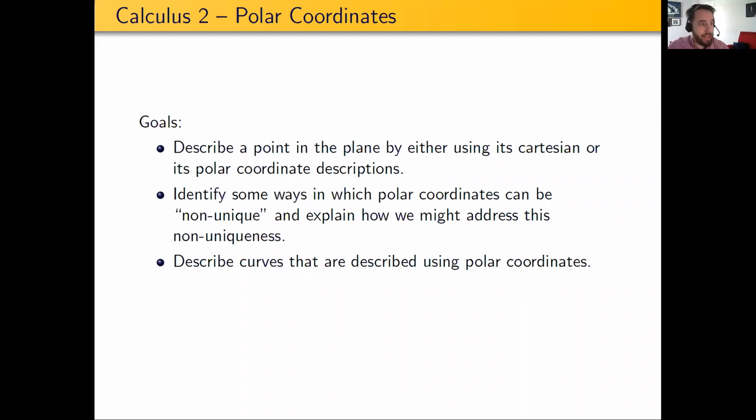Our goals over the next few videos are to learn how we can describe different points in the plane by either using its regular coordinates, what we'll ultimately see are called Cartesian coordinates, or polar coordinates, and be able to translate between the two. We'll also be interested in identifying some interesting ways in which polar coordinates have a sense of non-uniqueness and how we come to terms with that.